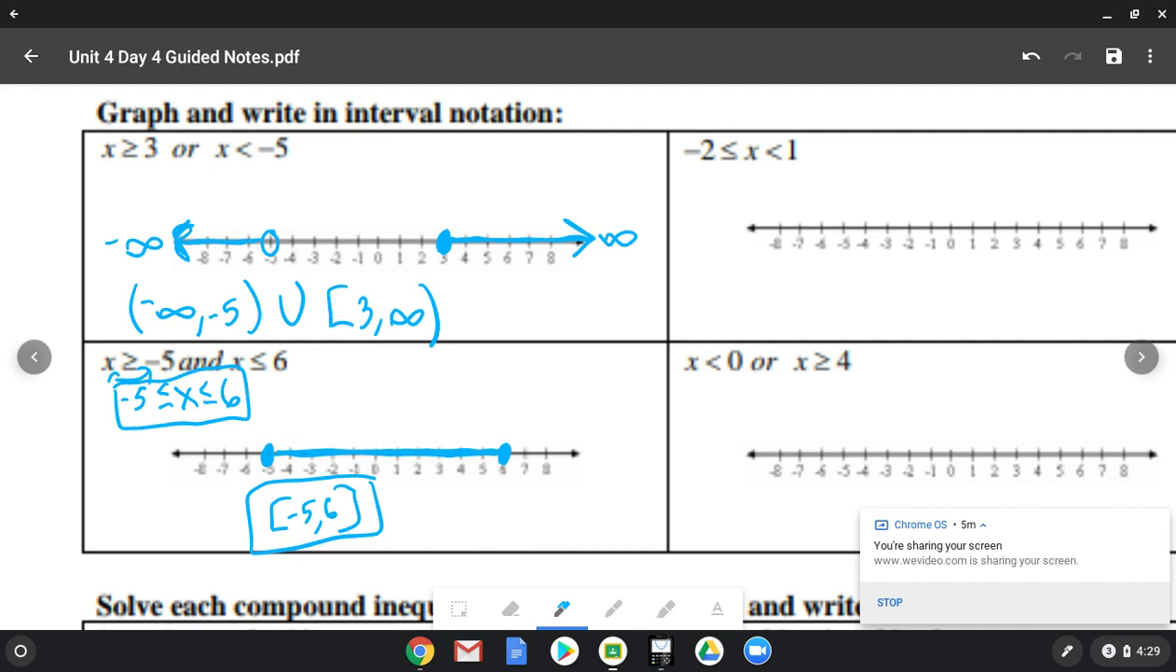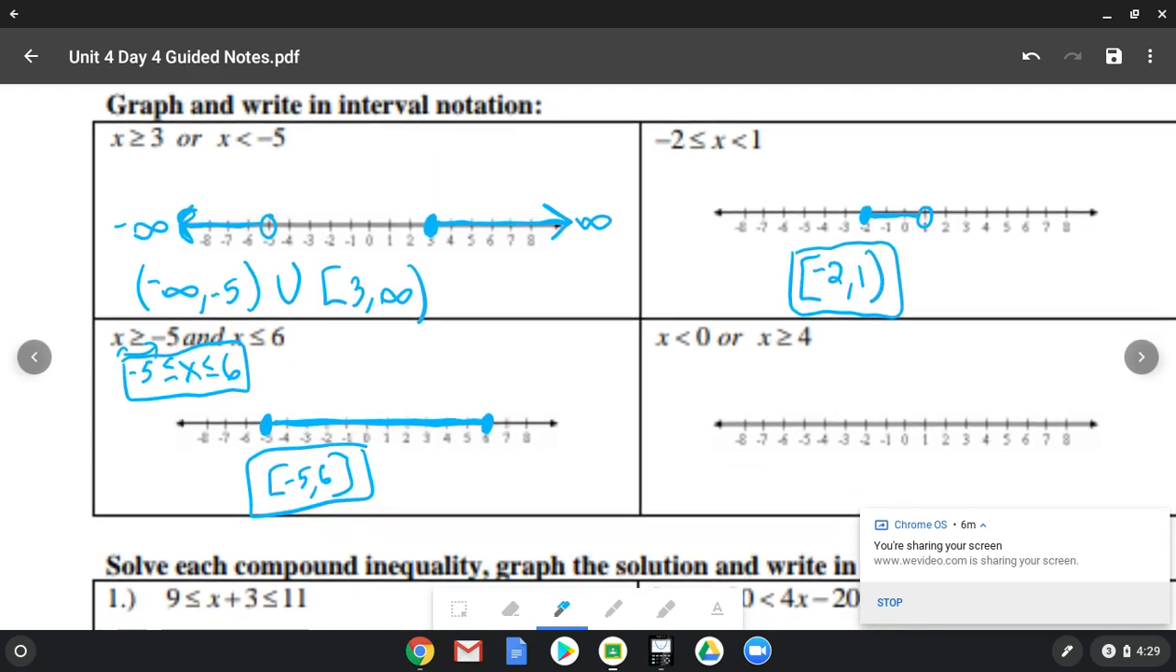The next one looks like it's an and as well because x is in the middle. So I go to 1, that's an open circle according to that inequality. I go to -2, it's a closed circle according to that inequality. And then the x is in the middle, so that's where I'm going to graph this, all in the middle. So now I go from -2, comma 1. I have a parenthesis and a bracket. A bracket means a closed circle, parenthesis means an open circle. So that's what it looks like for that one.